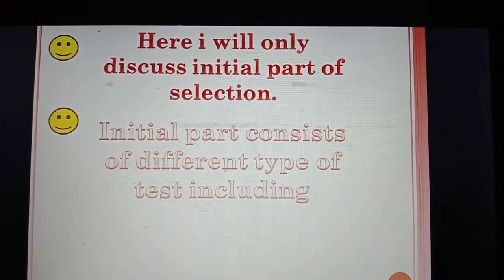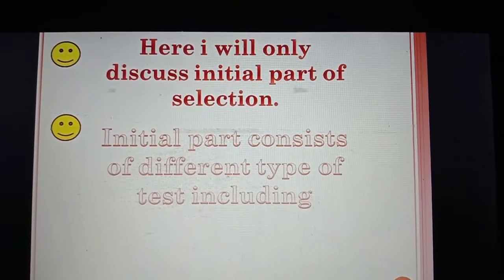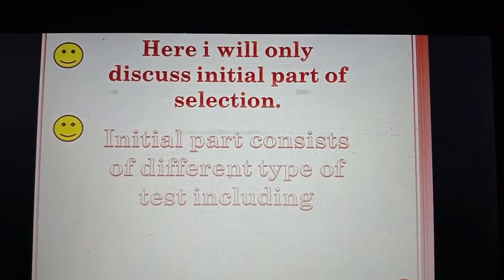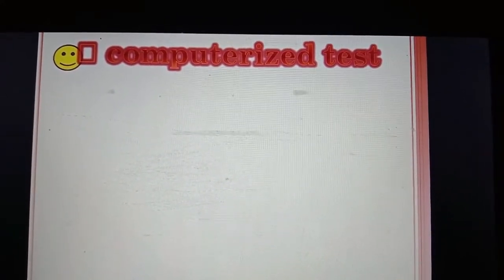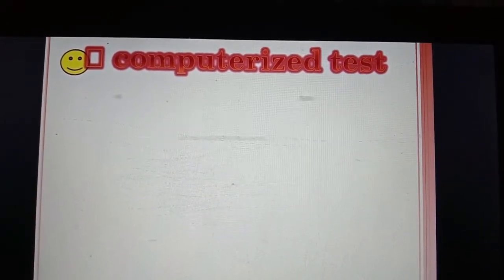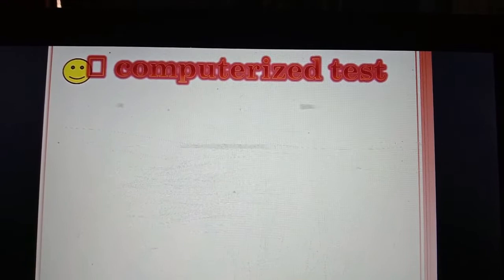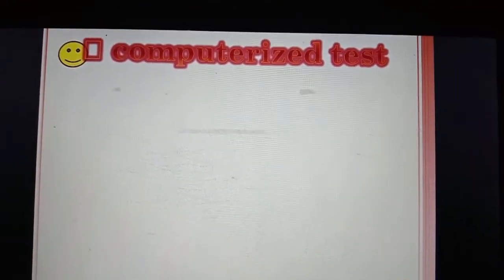There are 4 initial parts in the initial tests. Initial parts consist of different types of tests, including the computerized test. This is the first step, gentlemen. The computerized test is an online procedure. A person who is willing to join Pak Army has to complete this process.